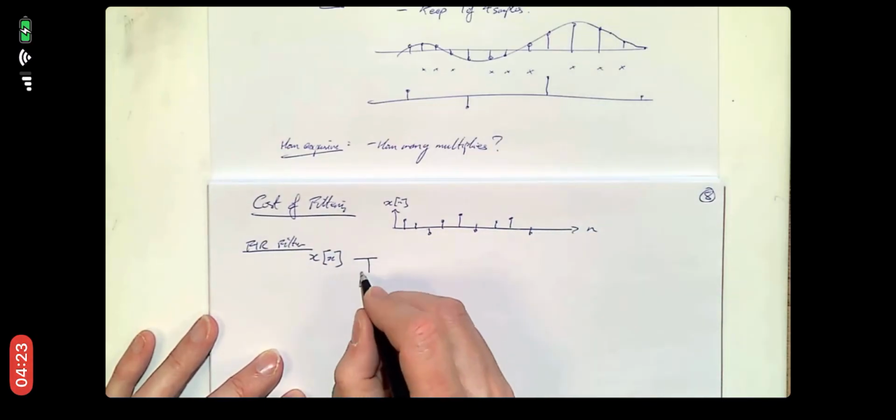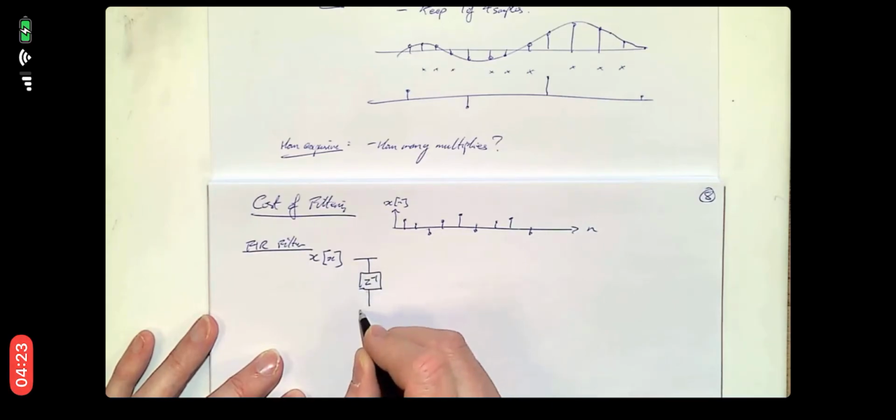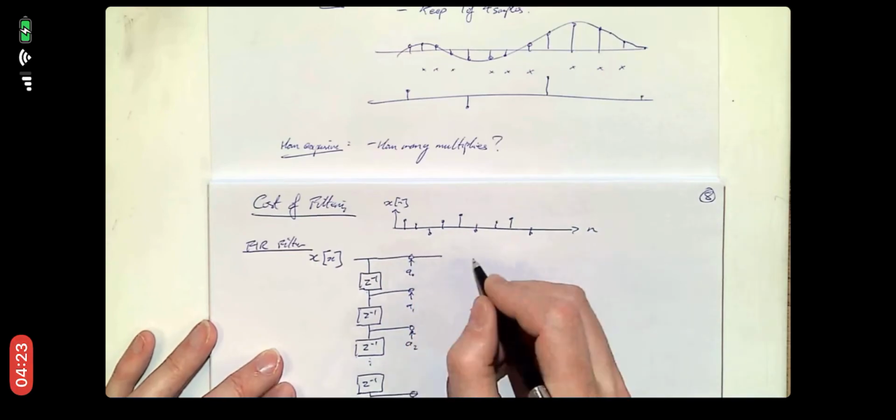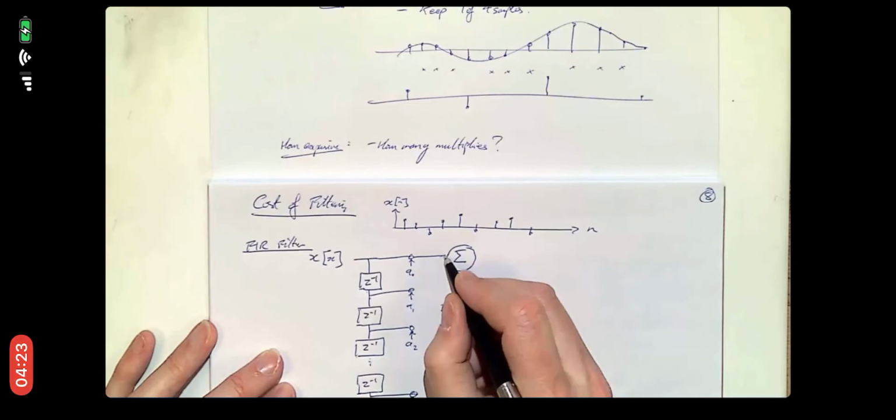Our x comes in here, and we have z to the minus 1 box chain down here. What's the z to the minus 1 stand for? Yeah, 1 unit delay. So z to the minus 1, 1 unit delays going down through here. Okay, z to the minus 1. And we're going to multiply by various parameters, A0, A1, A2, all the way up to a big N for an nth order filter. And then we're going to add them all together.